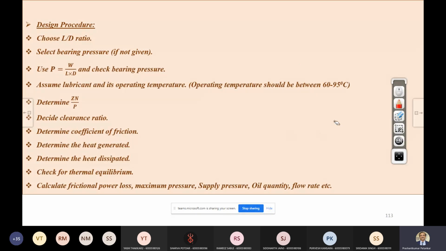Then at the end, we are going to calculate the frictional power loss, the maximum pressure, how much quantity of oil is needed, then the supply pressure and flow rate of your oil. All those things we are going to decide after that. Okay, is it clear to you?